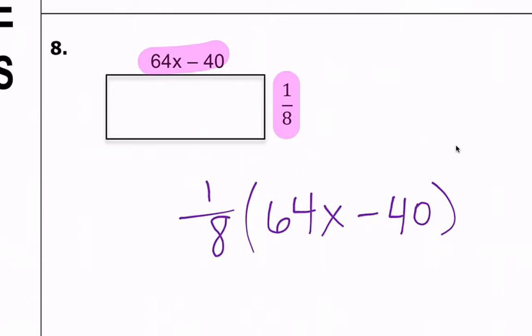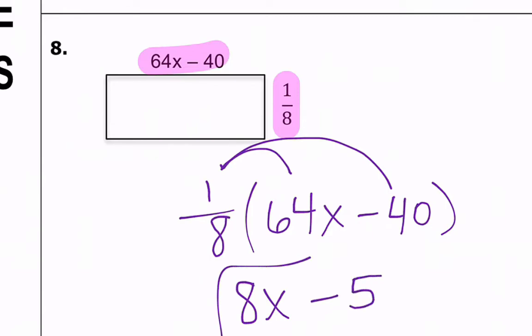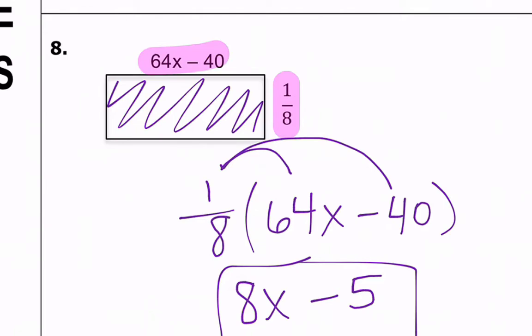So let's multiply 1/8 times 64x. 1/8 times 64 is 8, so I can't forget my x. And now I'm going to have to take 1/8 and multiply it by negative 40. 1/8 times negative 40 is a negative 5, so I'm going to write that as minus 5. That is my area. Remember, area again is all that area on the inside.